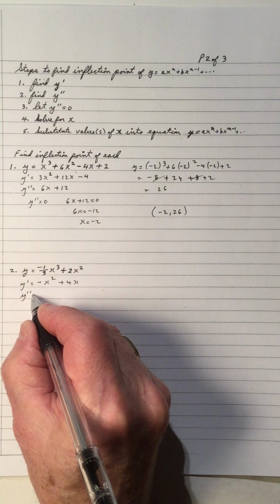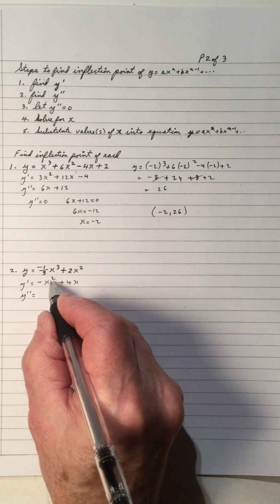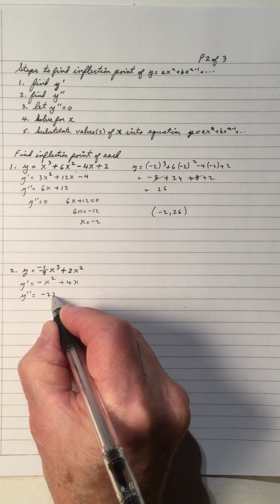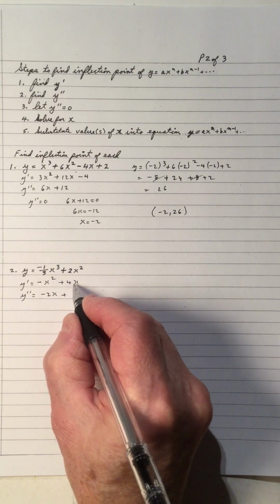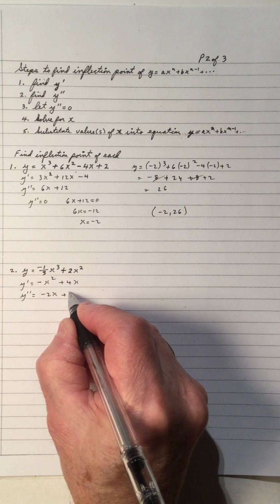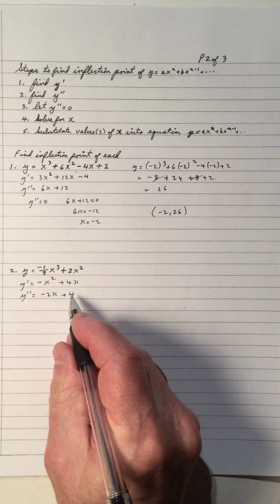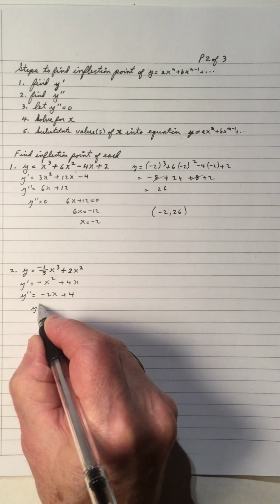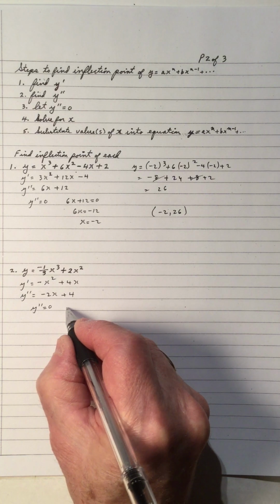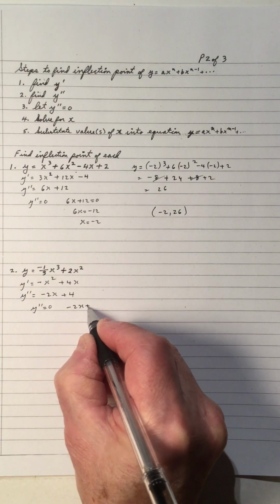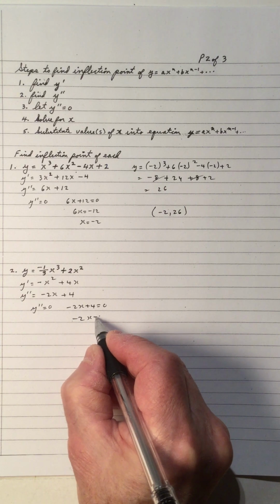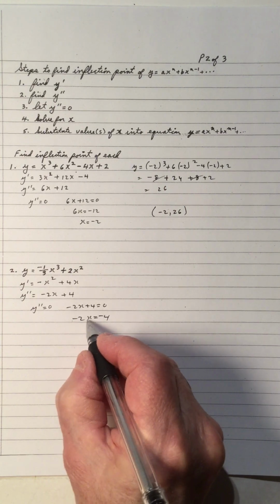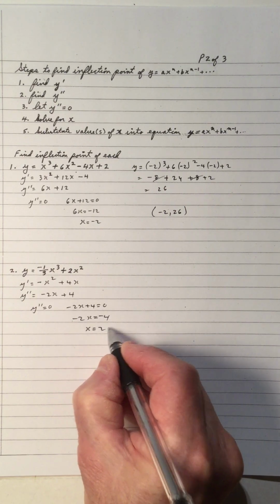So we do the second derivative. Negative 1 times 2 is negative 2. x, 2 take away 1 is 1. And the derivative of a linear is the slope, 4. And so y double prime is equal to 0. That means negative 2x plus 4 is equal to 0. Negative 2x is negative 4. Divide by negative 2, x is 2.